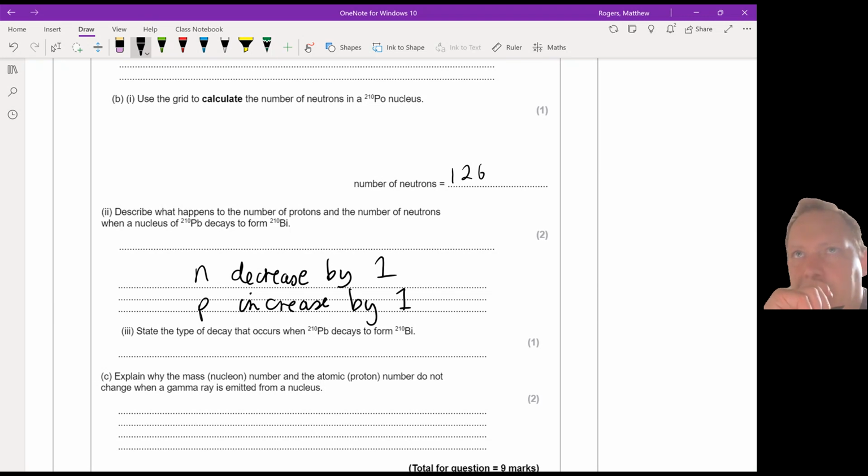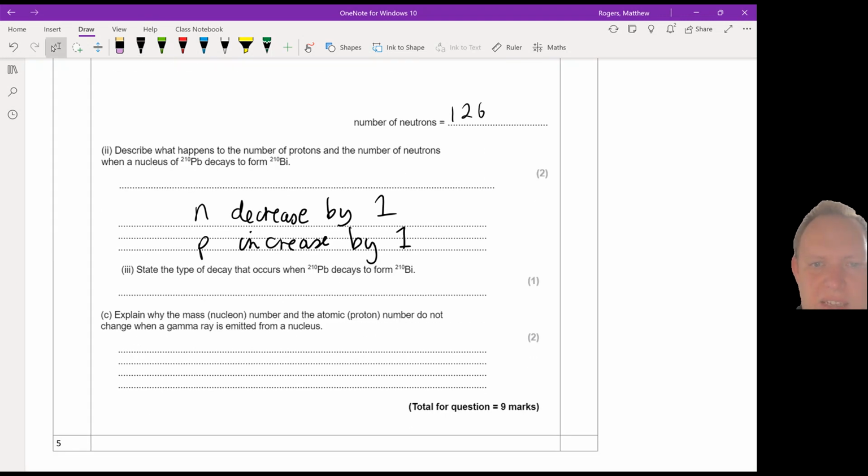I think when we learn about this, we sometimes say a neutron turns into a proton. I don't think that would be a good answer here because it asks you to describe what happens to the number of protons and the number of neutrons. So I think really we should do the two separately.